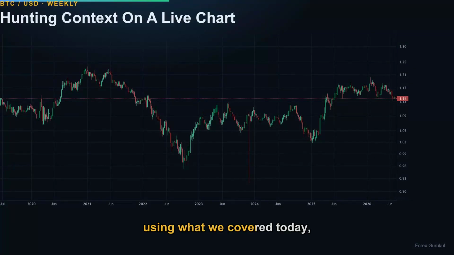Now, using what we covered today, ask yourself which side looks like the stronger economic story right now and which side looks like the weaker one. If you get a clean read that the dollar side is strong and the euro side is soft and price is pulling back into a logical area rather than sitting stretched out in the middle of nowhere, that is where a continuation entry idea can live.